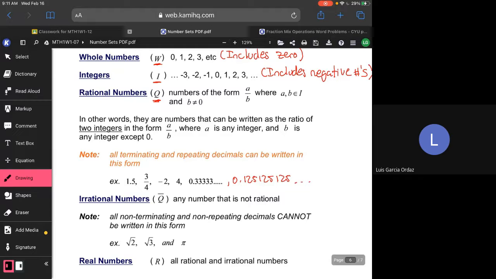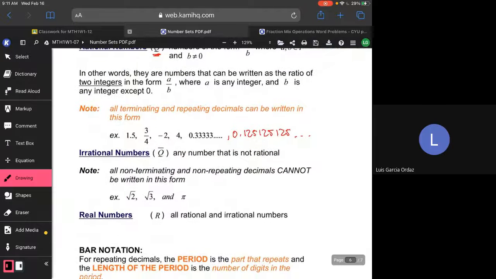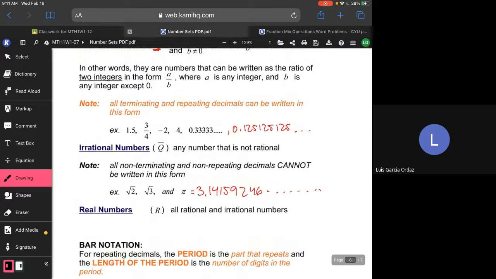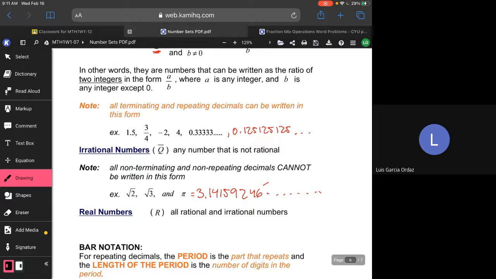Okay, so the difference with rational is that there's either a pattern in the decimal or it's the same repeating decimal. It can be a fraction, and whole numbers and integers. So remember, pi is 3.14159246 whatever, and it keeps going on forever and forever. That is why it is considered an irrational number. As you can see, there's no pattern.